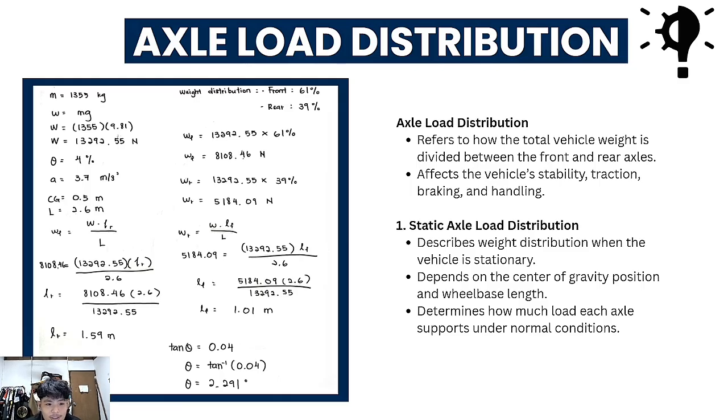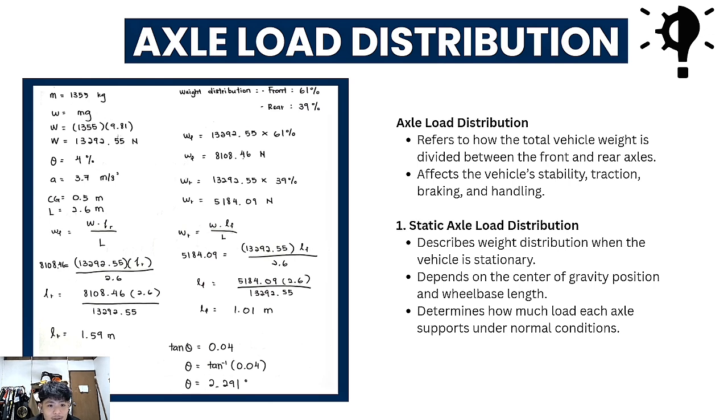So the first step is we need to find the front weight of the car. We put 13292.55 Newton times 61%. So we got the front weight is 8108.46 Newton. For the weight of the rear, we take 13292.55 times 39%. So for the rear weight of the car, we get 5184.09 Newton.